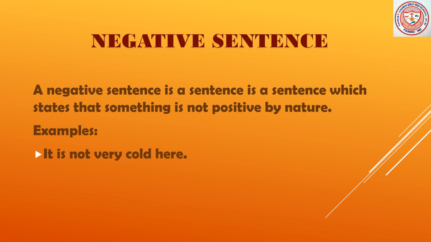Number 1. It is not very cold here. In this sentence, we are getting an information which is negative by nature. So, it will be considered as a negative sentence. Example number 2. She could not do her work easily. In this sentence, you can follow one thing. We have used not after helping verb. So, it will be an example of negative sentence.